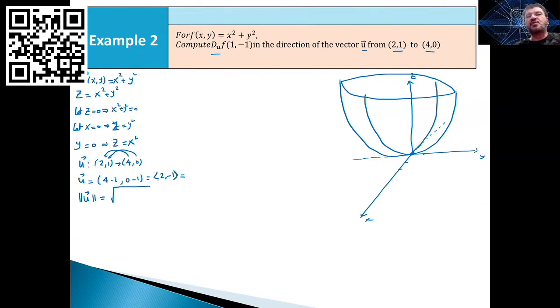But if you measure the magnitude of u, you will notice that this vector is not a unit vector. Why? Because the magnitude is the square of the first component, which is 4, plus the square of the second component, which is 1, and this is the square root of 5, which is not equal to 1. So that means u is not a unit vector.